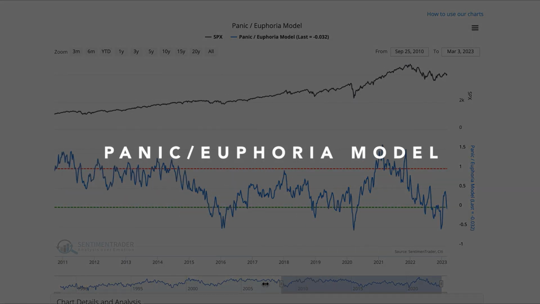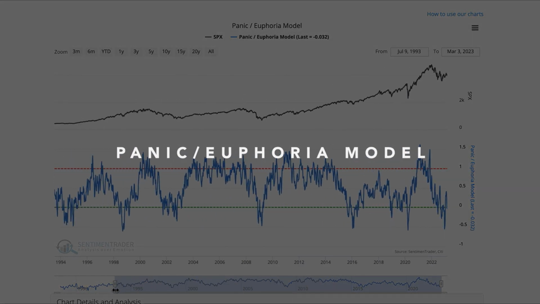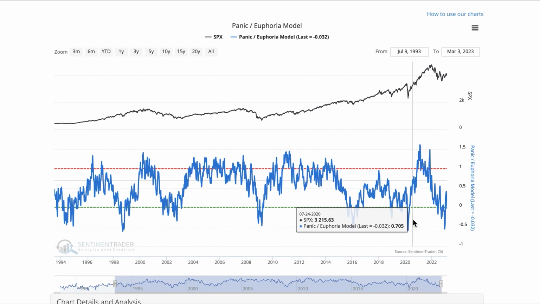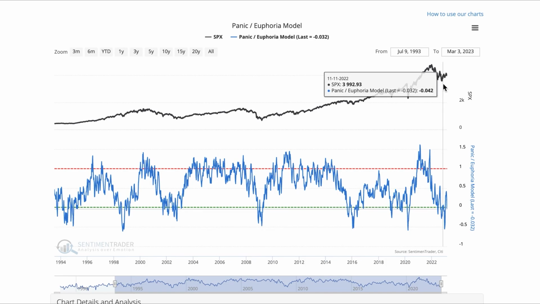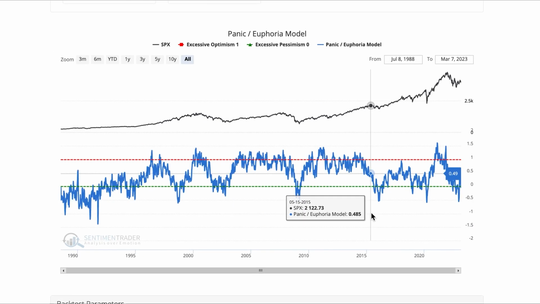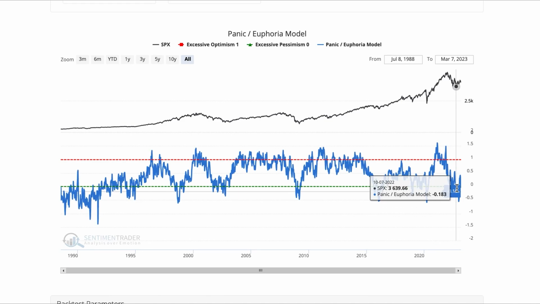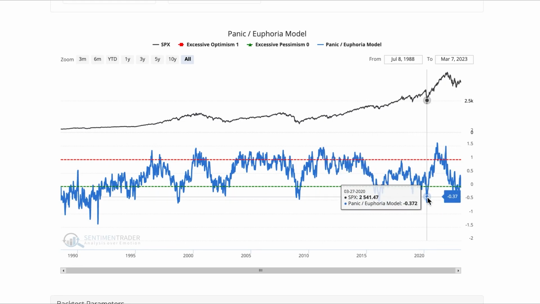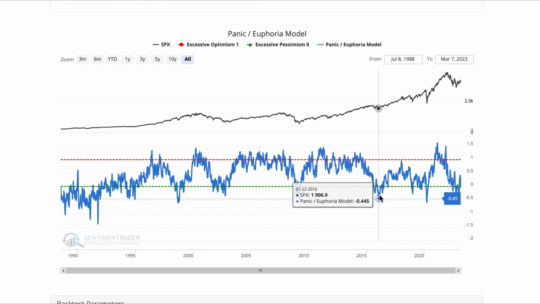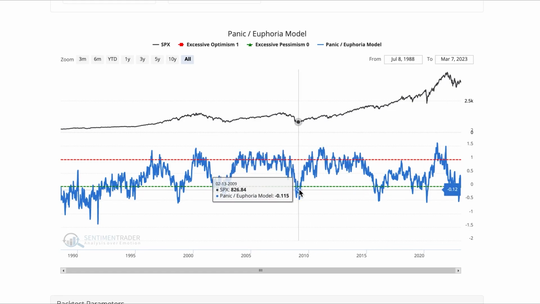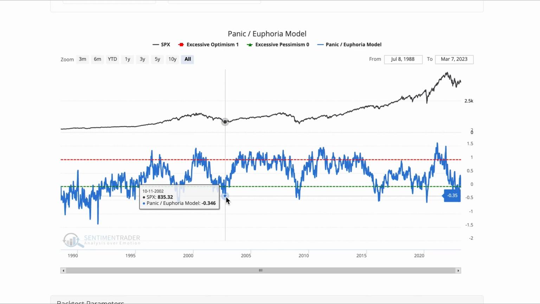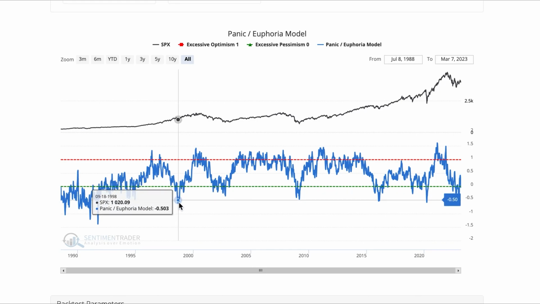Now let's focus on the panic euphoria model and understand if this bearish sentiment actually tells us anything about the market looking forward. Of course, more recently, we've seen a lot of people be very bearish. We've seen this indicator go into extreme zones. So just eyeballing this, you can see this actually did mark quite a few impressive bottoms. 2015, 2018, you can argue that in 2002 sentiment was extremely bearish, and in 1998 sentiment was extremely bearish.